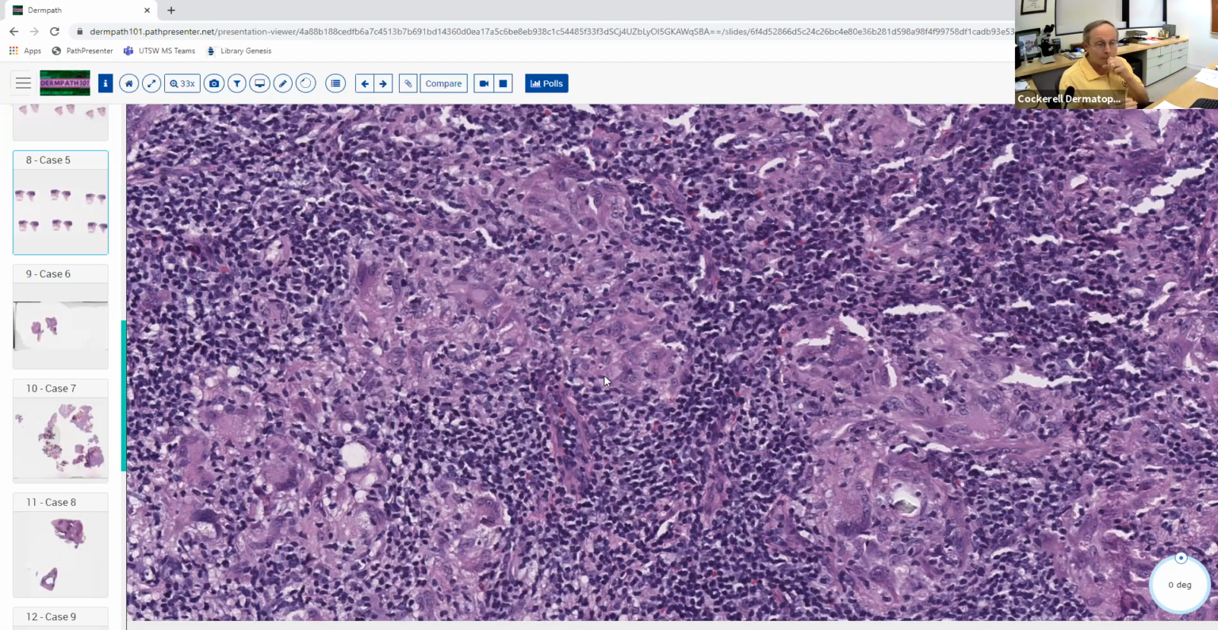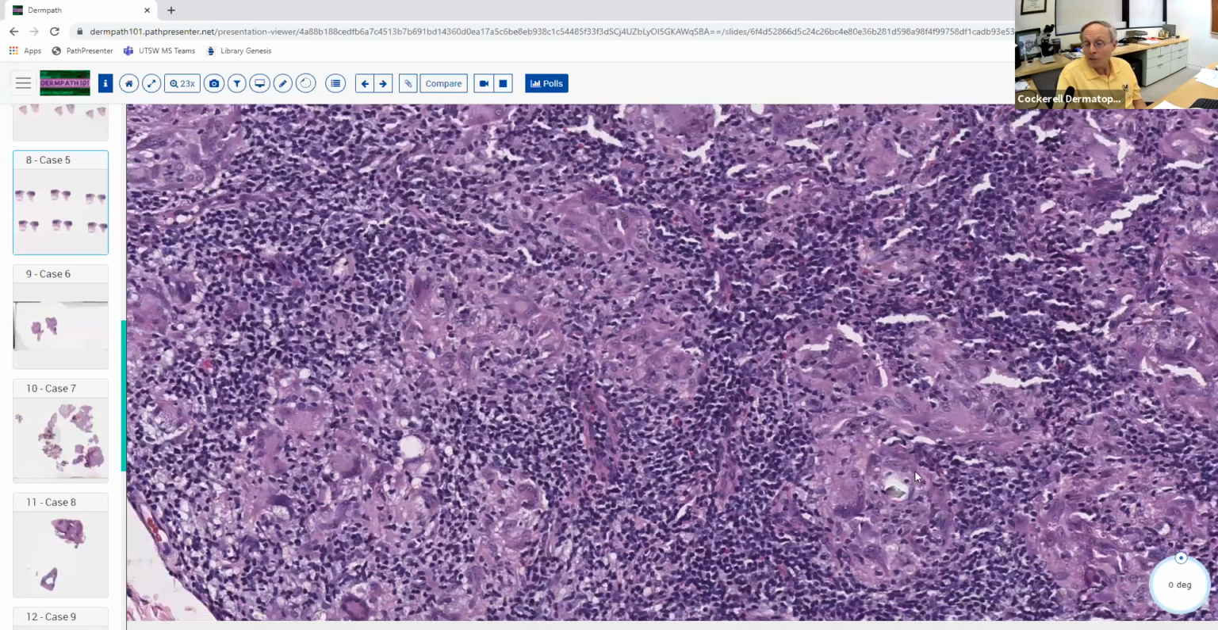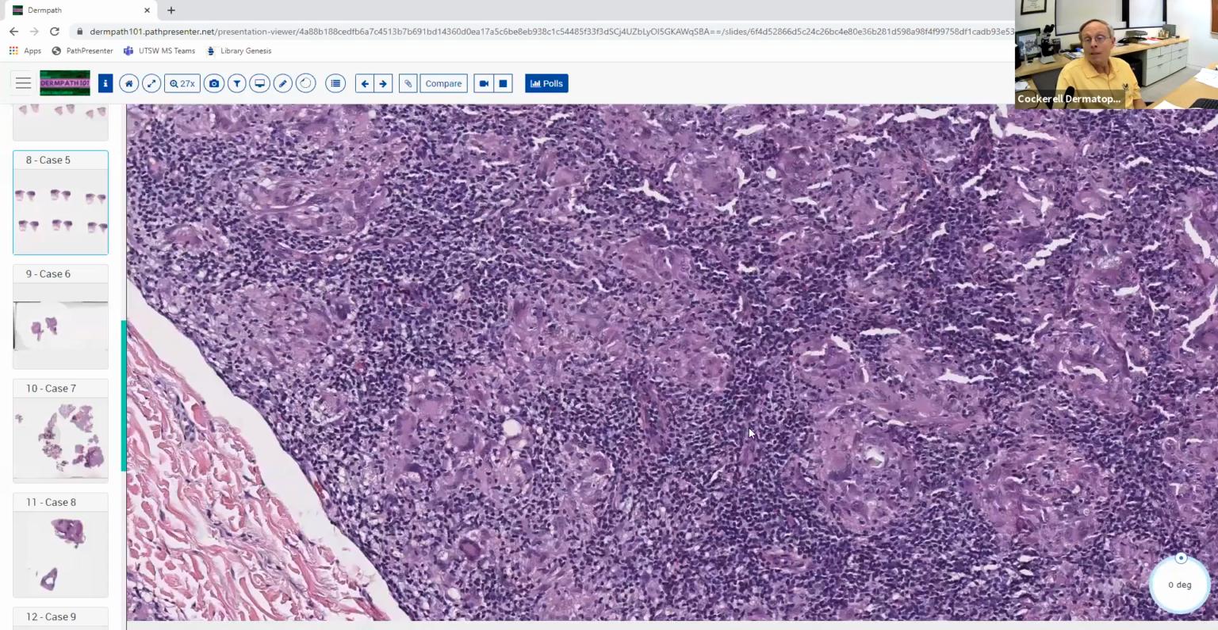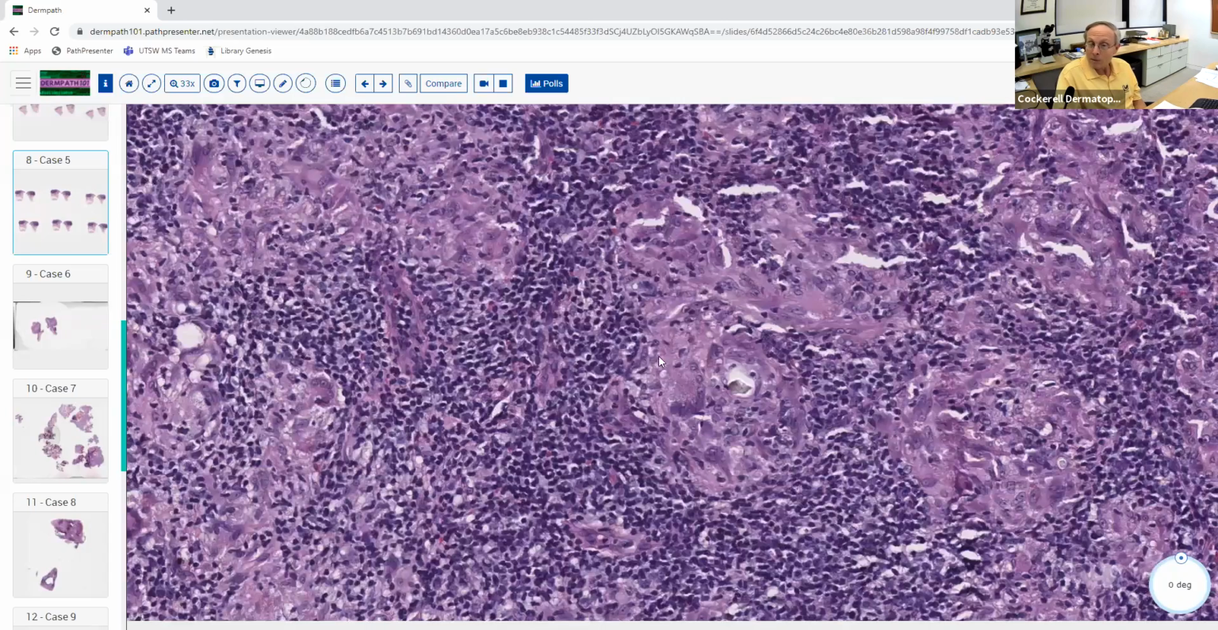Here we've got a lot of these multinucleated foreign body giant cells, and all this lymphocytic infiltrate. So we wouldn't think of sarcoidosis itself, but it does show a sarcoidal pattern to some of these granulomas, which is kind of interesting. And then what do we got here?